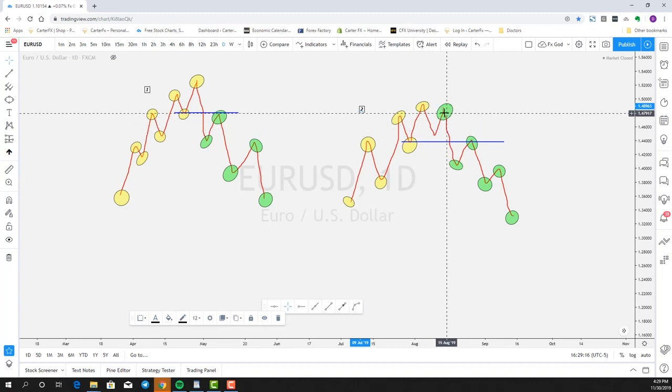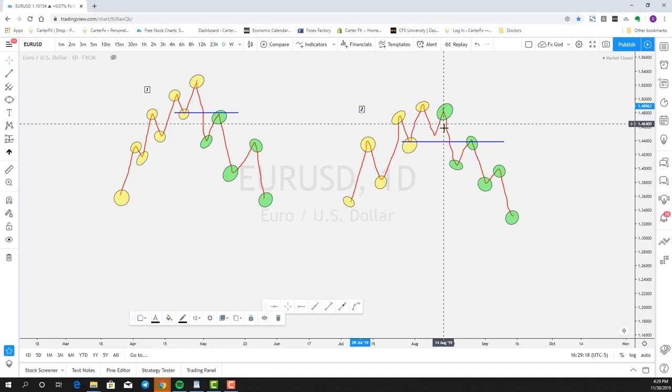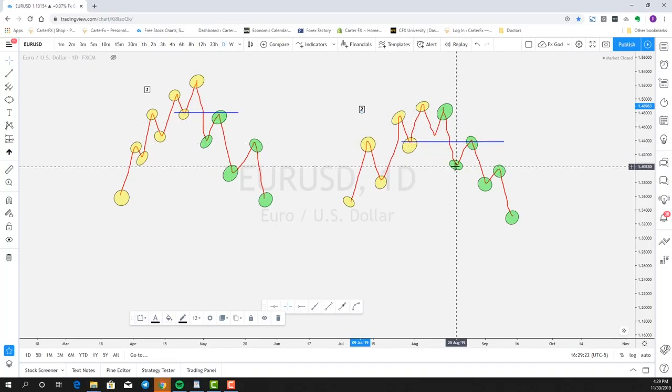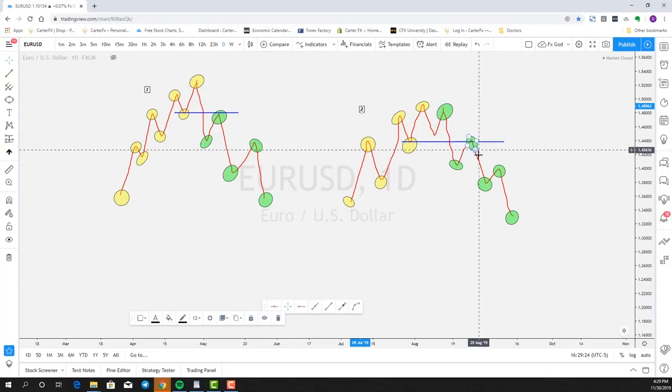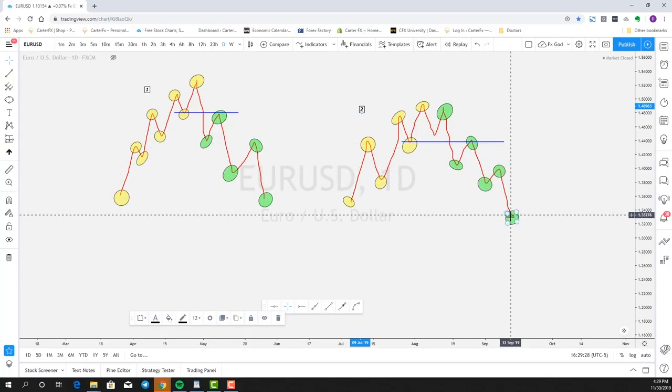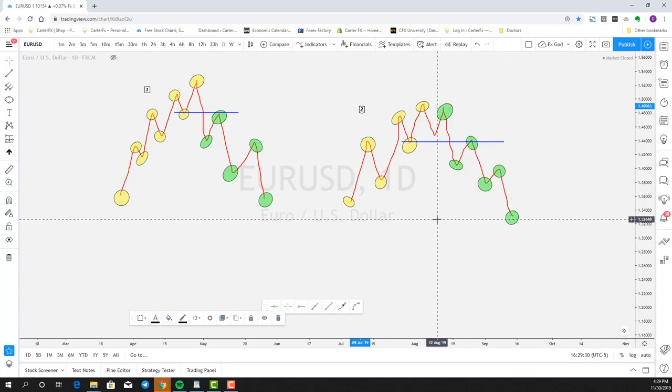And then you can see that this peak produced the move that broke beneath our last higher low point. From there we retested and followed through to the downside. Then a pullback, and then a new lower low. Once again, those are the very simple rules we use to identify our trend structure.